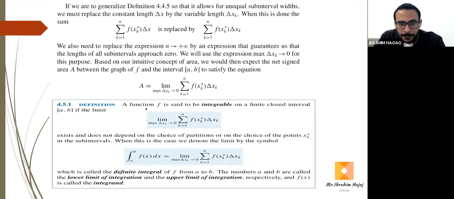Yes, a function f is said to be integrable on a finite closed interval [a, b] if the limit of max delta x approaches 0 exists. So it ignores the differences that appear above and below the curve with the rectangles. You see these differences here; it ignores them by taking the limit. That's why it's more accurate.